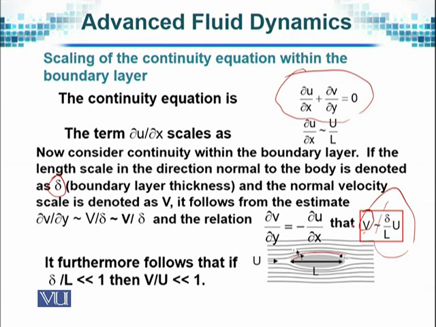into U. And further, delta over L is very small, because we are assuming that the thickness of the boundary layer tends to be very small compared to the length of the body at the typical scale. The ratio should be much smaller than 1, and hence the ratio of V over U will be less than 1.